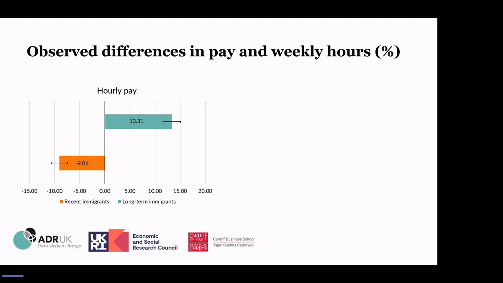So here, each bar represents the pay gap with respect to UK-born population. And the green bar is for long-term immigrants, and the orange one is for more recent immigrants. The figure suggests that long-term immigrants, when we make comparisons on average with respect to UK-born population, earn around 13% more, while more recent immigrants earn around 9% less compared to UK-born employees.